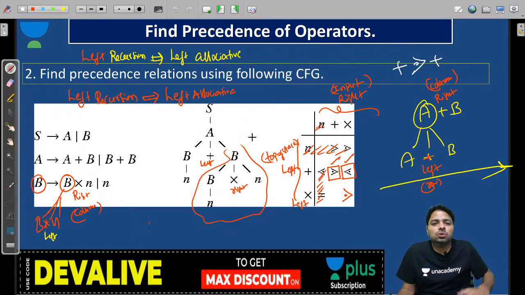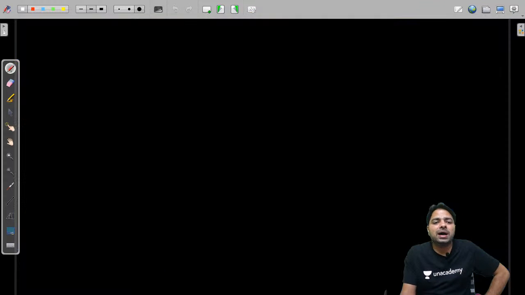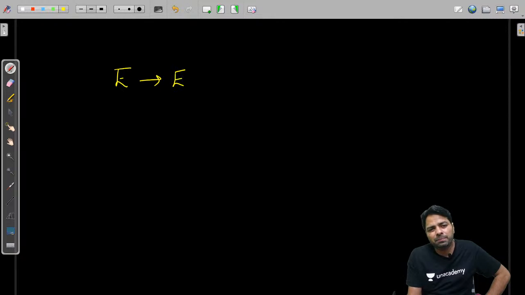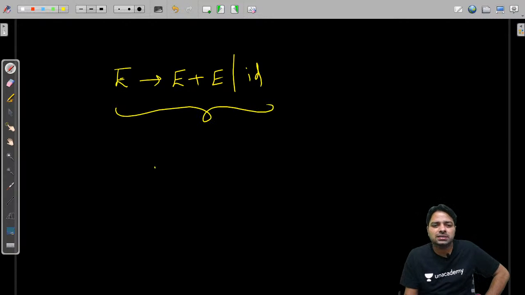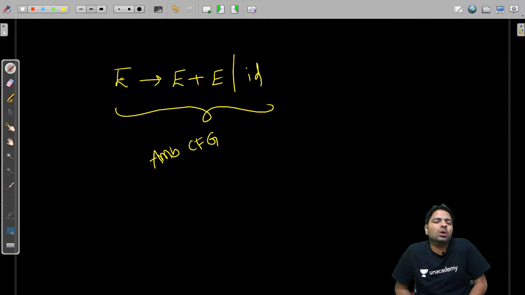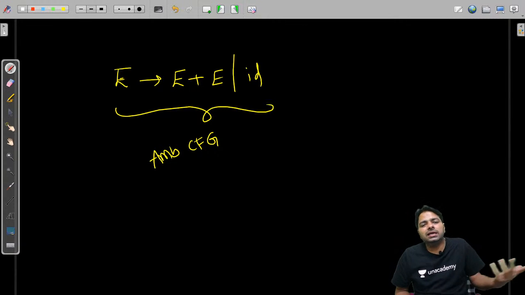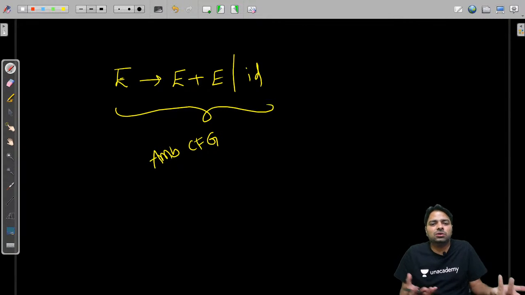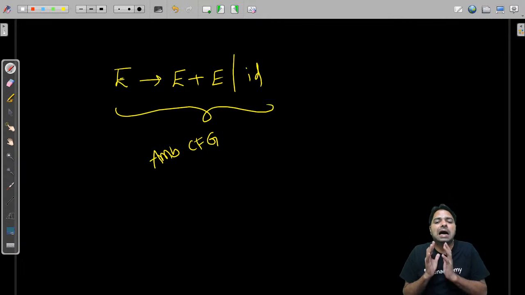So these precedence rules. Now let me help you understand how the compiler will be built. Look at this: E derives E plus E or ID. Is it an ambiguous grammar or not? Yes, but we still build compilers with it, not just like that, guys. Now if you ask me what is the relation between plus and plus, I say equal. I don't know left or right, because anything looks possible. It is ambiguous because two trees are there.